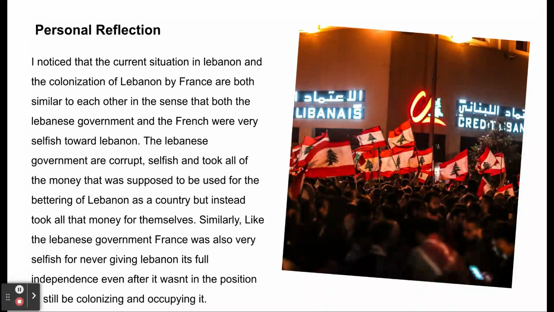France, after losing the war against Germany, was not in the right situation. It was very weak and shouldn't have kept on occupying Lebanon. Lebanon had proved and deserved to get its full independence, yet France made it super hard for them to actually receive it.